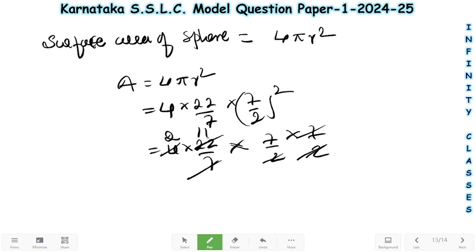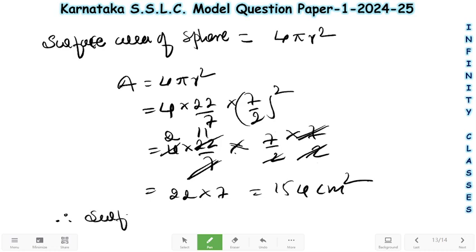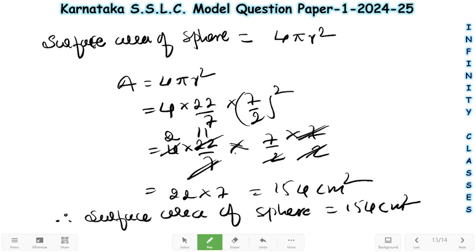2 into 11 is 22, and this 7 and this 7 are cancelled. Into 1 7 remains here, into 7. Now 7 twos are 14, 7 twos are 14, that is 154 centimeter square, which is the surface area. Therefore surface area of sphere is equal to 154 centimeter square. In this manner we have to solve the problem.